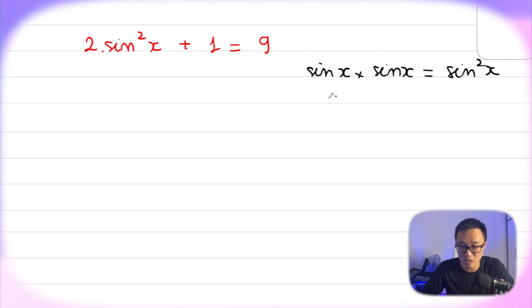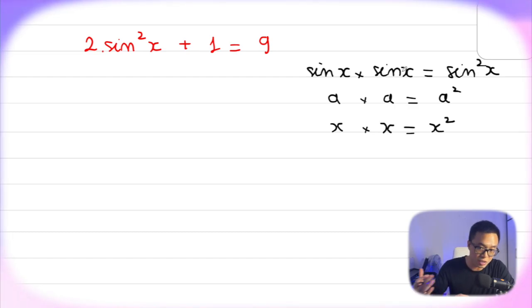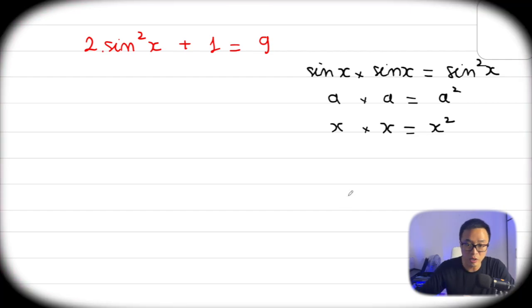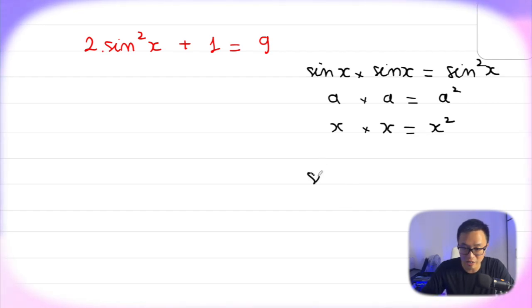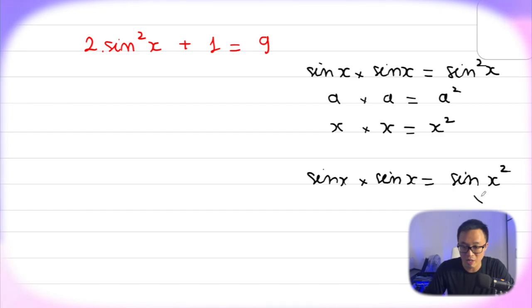About the indices, a times a equals a square, and h times h equals h square. So sine square is the same meaning as indices or exponent. But sometimes you will have the wrong writing, like sine h multiplied by sine h will be sine h square. Some of you will write it like this. No, this is not the right writing, because sine h square means sine of h times h.